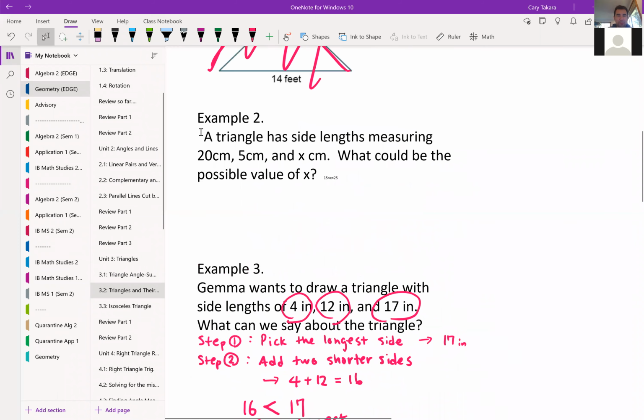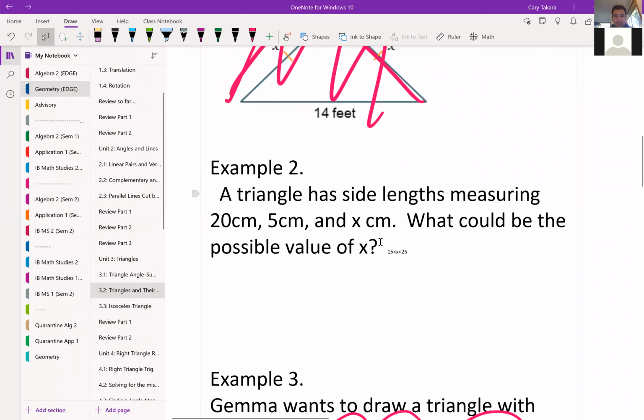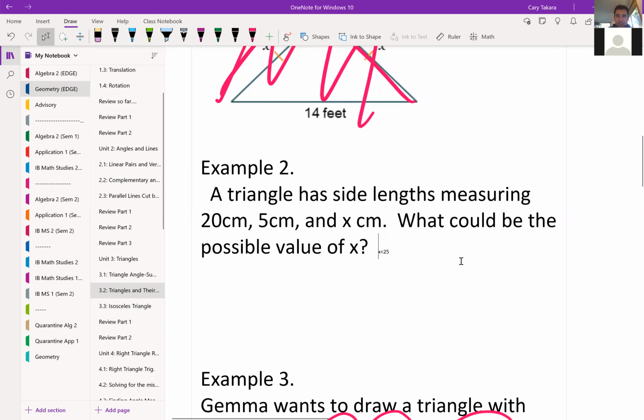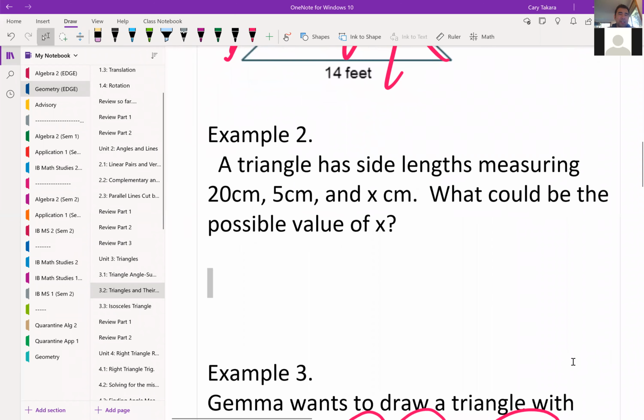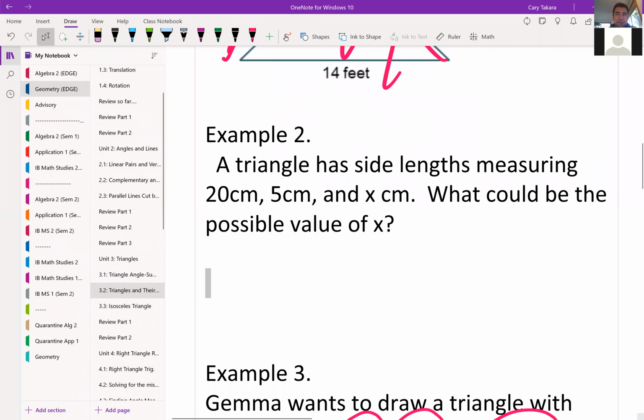Okay, example number 2. Here's a little different variation of a problem. It says a triangle has side lengths measuring 20 and 5 centimeters. So we already know the 2 sides, but then I'm asking, what could be the possible value for the third side? We're missing a third side. Can the third side be anything?